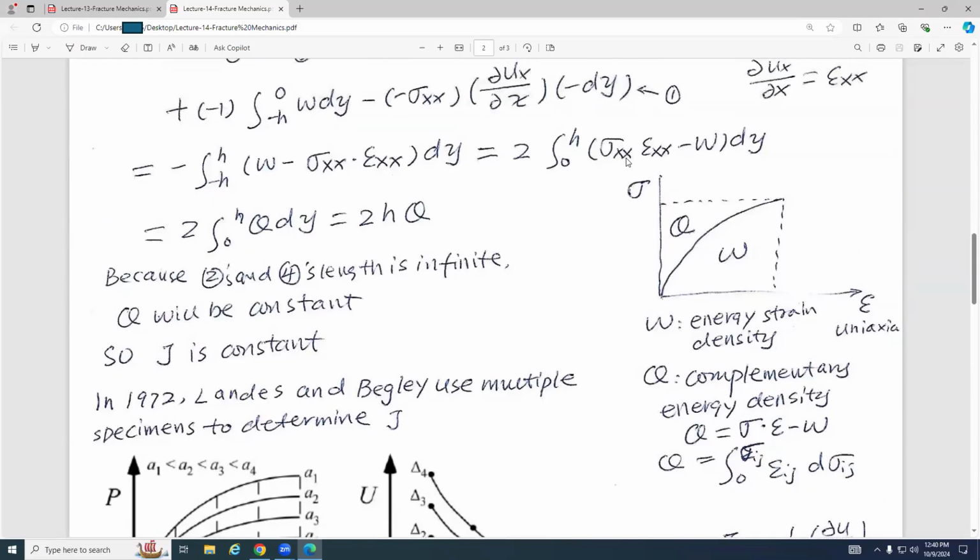You can see sigma xx multiplied by epsilon xx is just the area of the square. The area of the square minus omega equals the area above this curve. So this is the curve, and how the stress changes with the strain.